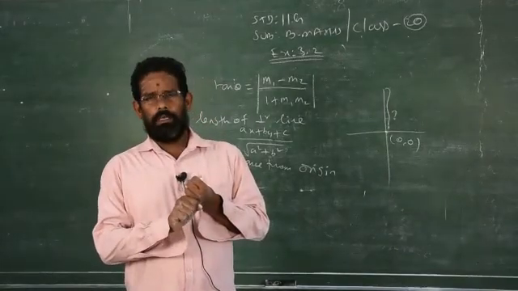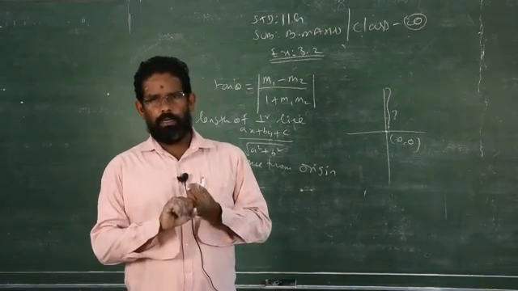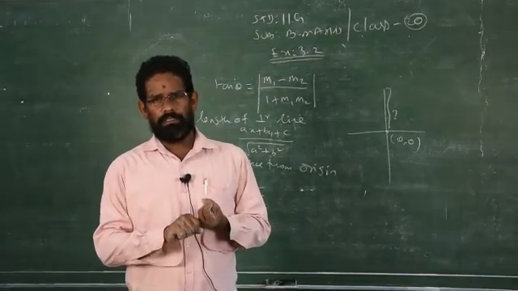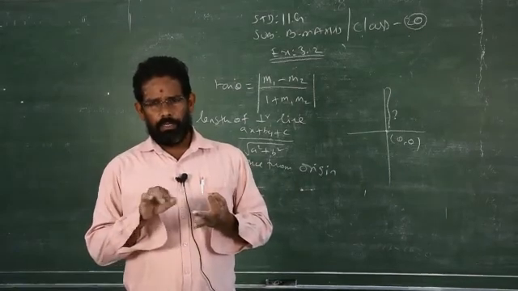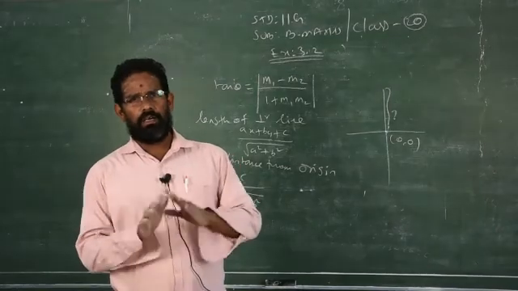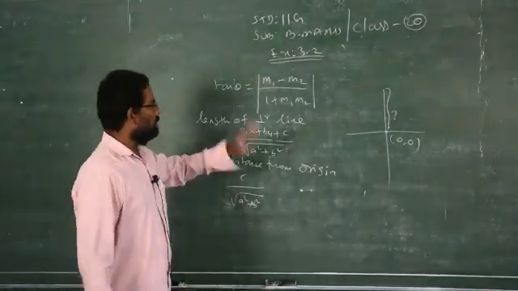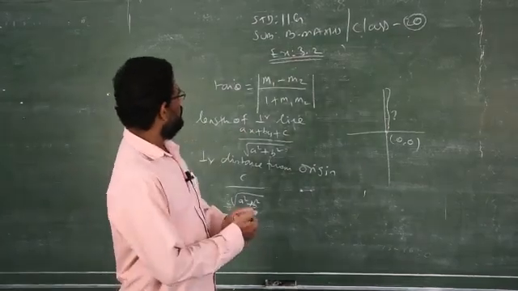Intercept form: x by a plus y by b is equal to 1. Then the one point formula: y minus y1 is equal to m into (x minus x1). Then the two point formula: (y minus y1) by (y2 minus y1) is equal to (x minus x1) by (x2 minus x1). These three concepts you have to memorize. Based on the concept, you will see in the next class the problems from exercise number 3.2.